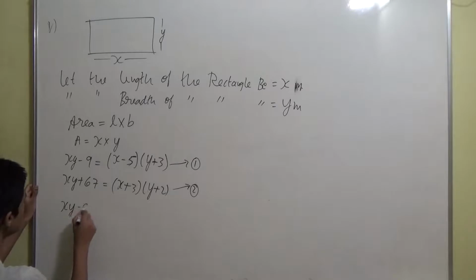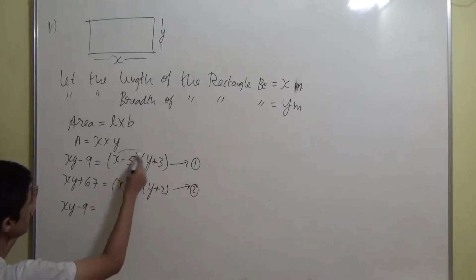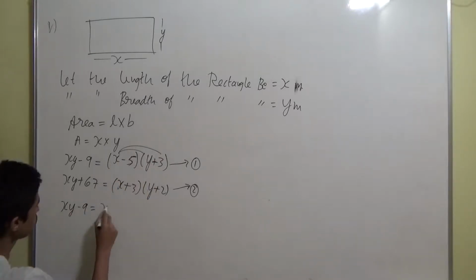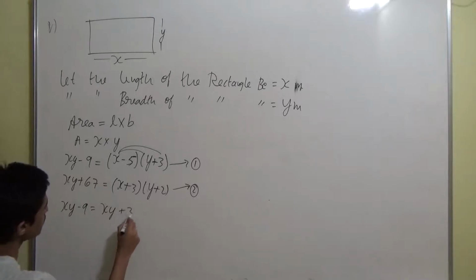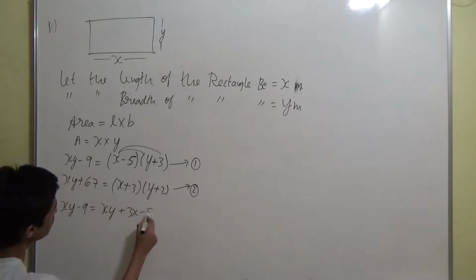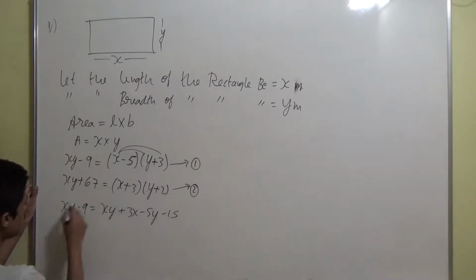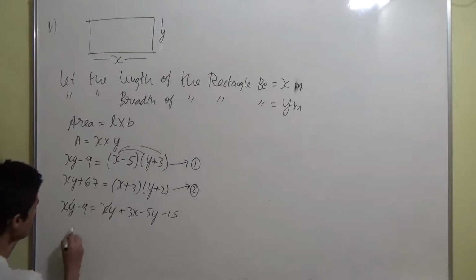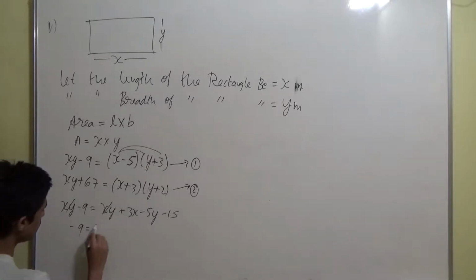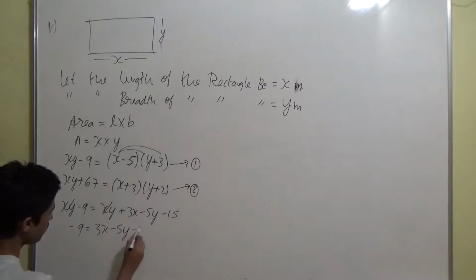xy minus 9 equal to x, this multiplication you know, right? So it is xy plus 3x minus 5y minus 15. I'll bring xy to one side. xy will get cancelled actually. If this xy comes here, it becomes xy minus xy, it will get cancelled. Gone. Minus 9 equal to 3x minus 5y minus 15.